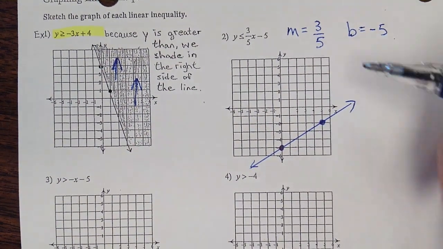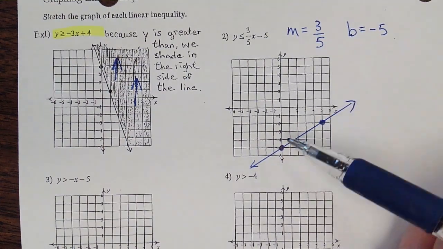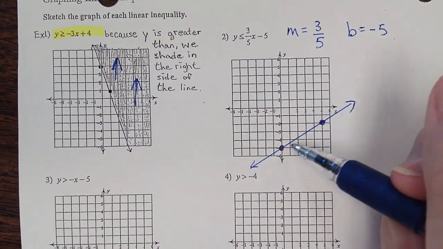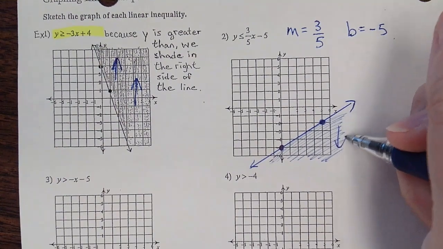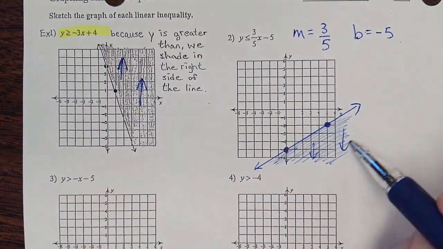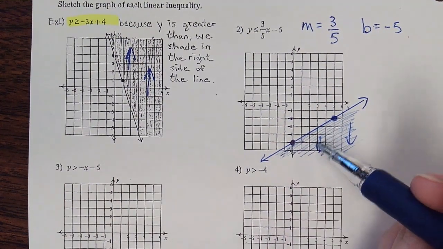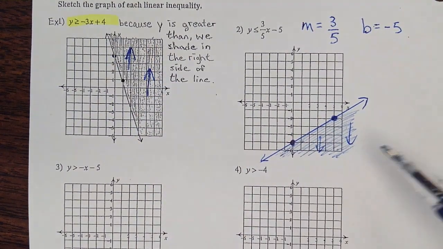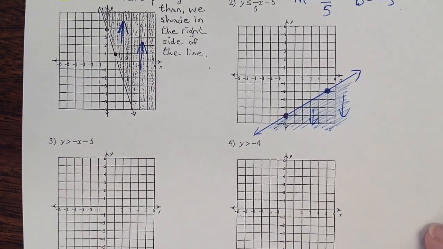Now, because y is less than this line, do you think I should shade in the top part or the bottom part? Bottom, because it's less than. So less than means I shade in the bottom part so that it's everything less than my line. Yeah, you just shade in. You don't even need these arrows. I just wanted to show you that y greater than is above, less than is below. That's all it is.